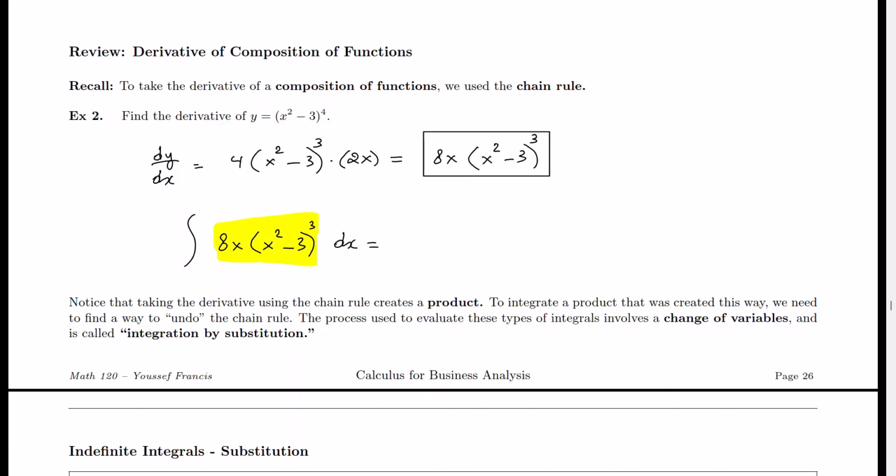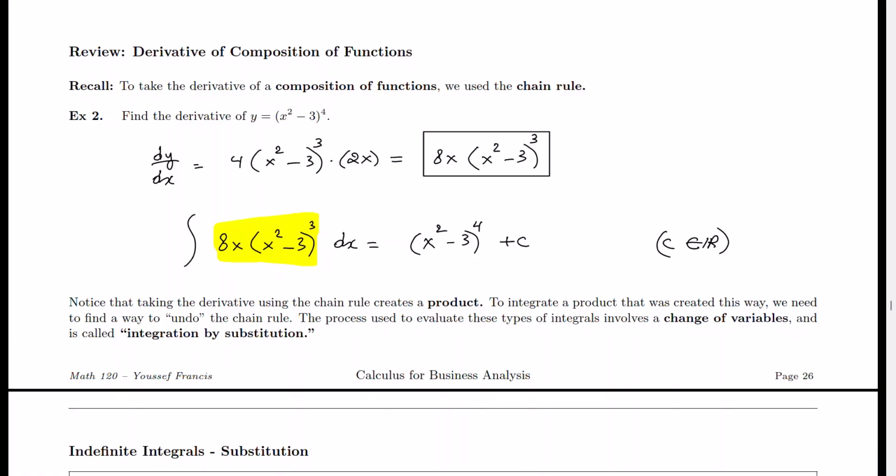Then your job is going to be to give me the original problem, the original expression that we started with, which is (x² − 3)⁴. And obviously there's the plus C, where C is just some random real number.